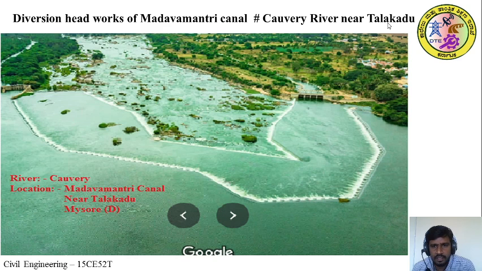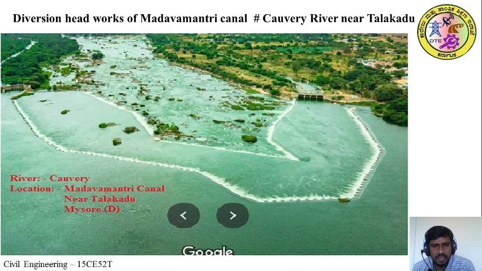It is located near Talakadu, Tirumakudalu Narasipura Taluk, Mysore district. The location is Madhava Mantri canal, that is Madhava Mantri diversion headworks. The history is very important for this. This Madhava Mantri diversion headworks was built 900 years ago by the minister of the Vijayanagara Emperor, Madhava Mantri. That's why his name is put here.